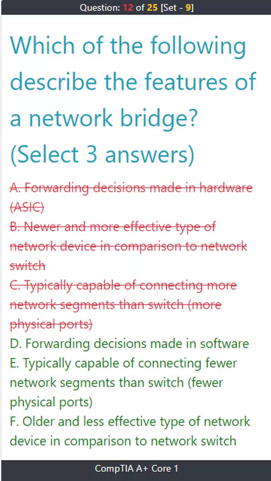The correct answers are D. Forwarding decisions made in software. E. Typically capable of connecting fewer network segments than switch, fewer physical ports. F. Older and less effective type of network device in comparison to network switch.